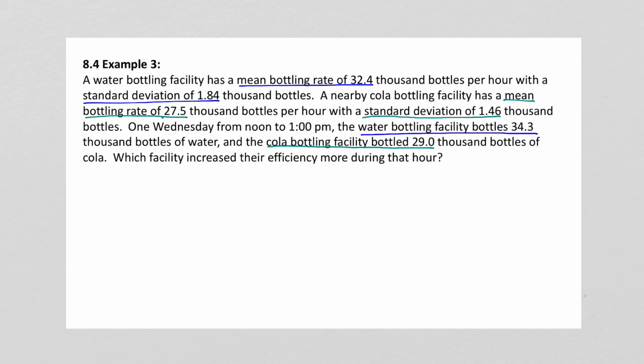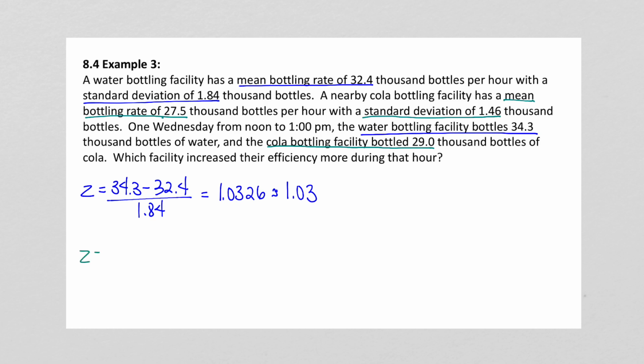The way we do it is to look at the Z-scores. If we can see which one has a Z-score with a standard deviation less from the mean, then that would tell us they had better efficiency. So the first one, the water bottling facility: the data point is 34.3 minus the mean, over the standard deviation, and we get a Z-score of 1.0326, which we'll just round to 1.03.